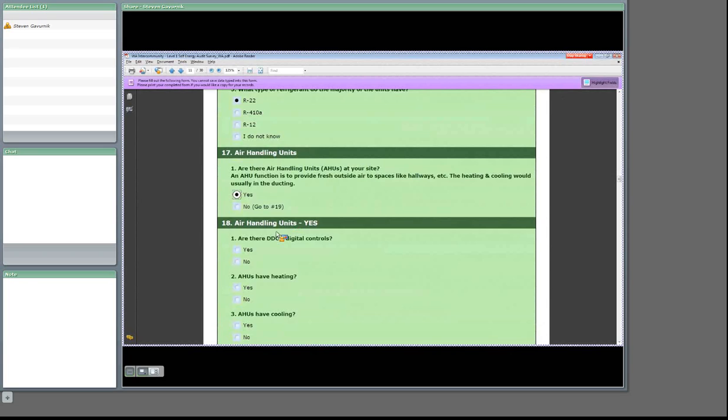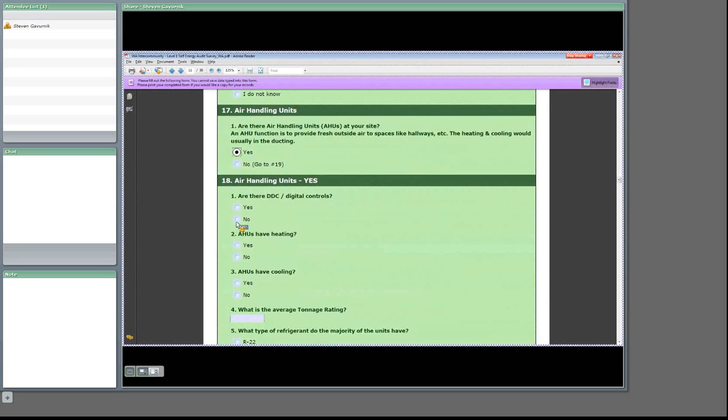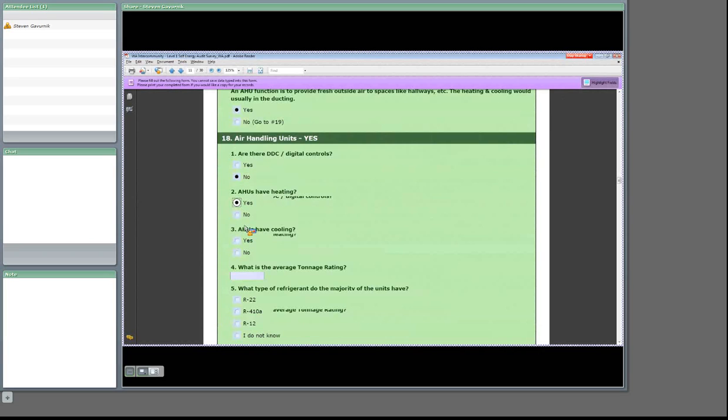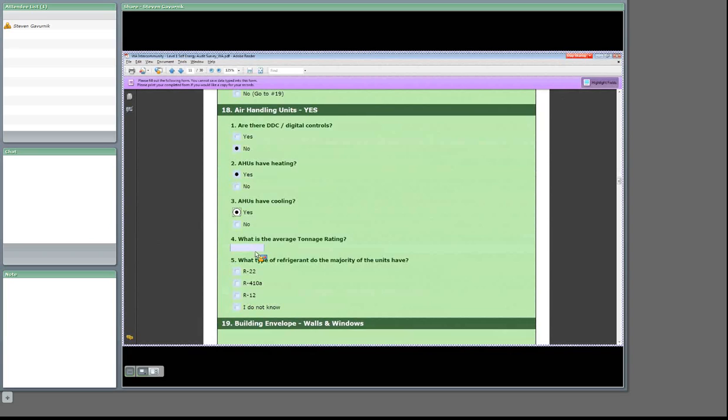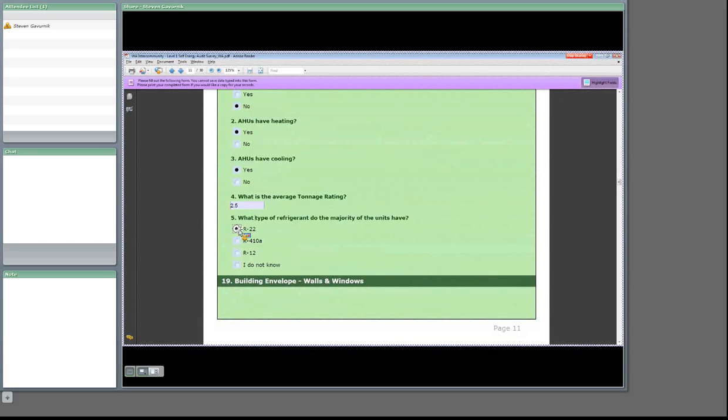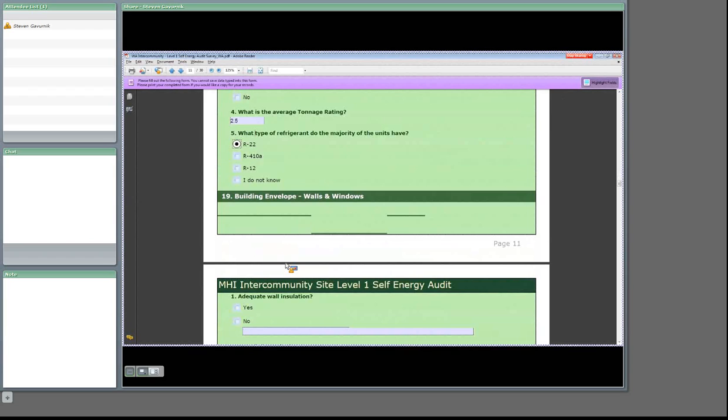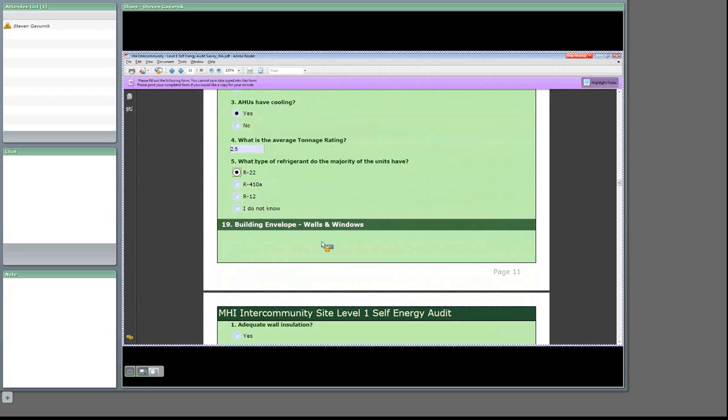Next question, section 18, wants to know whether there are direct digital controls. You'd indicate whether there are. Whether that unit has heating, you'd indicate yes or no, or cooling, you'd indicate yes or no, and if you have cooling, we'd want to know what the tonnage is and the refrigerant type. We're now finished with the rooftop unit. We're now at building envelope, which is the next section.